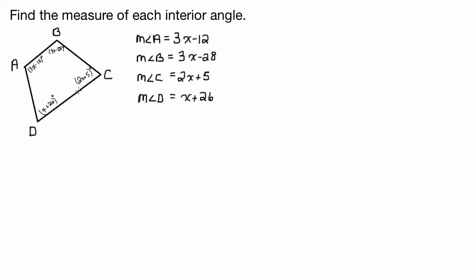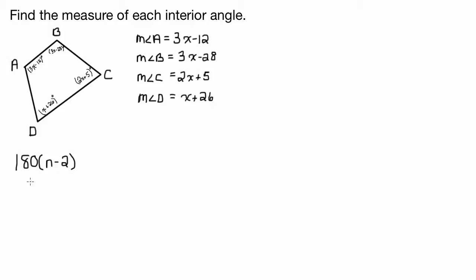The best approach to this problem is to say, the measure of angle A plus the measure of angle B plus the measure of angle C plus the measure of angle D is going to equal something. And what is that? You may know off the top of your head that the sum of the measures of the interior angles of a quadrilateral is 360. But if you don't, remember you have that formula: 180 times n minus 2, where n is the number of sides, equals the sum of the measures of the interior angles.